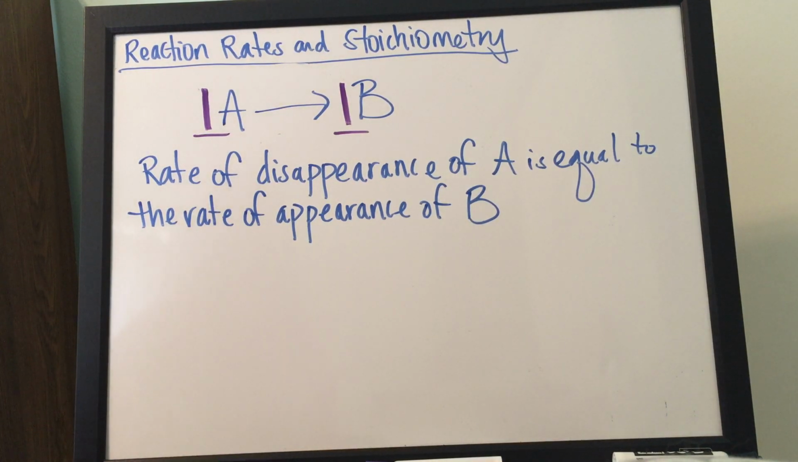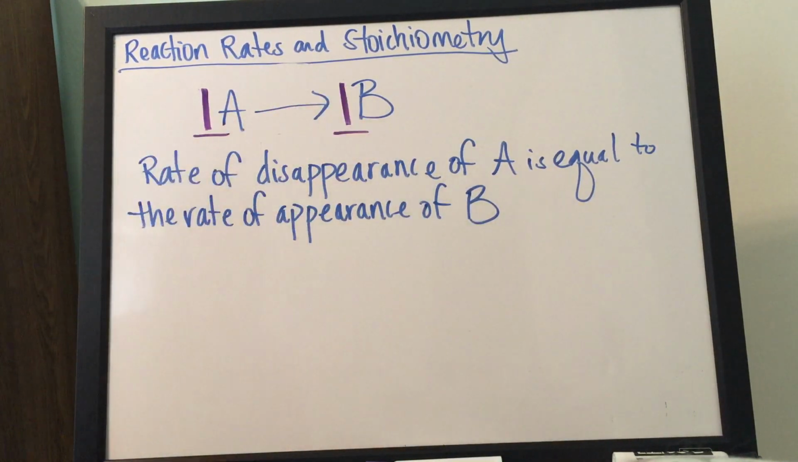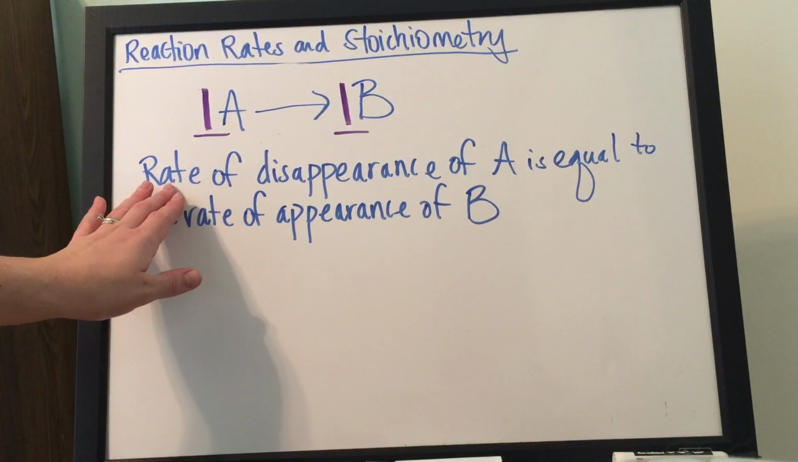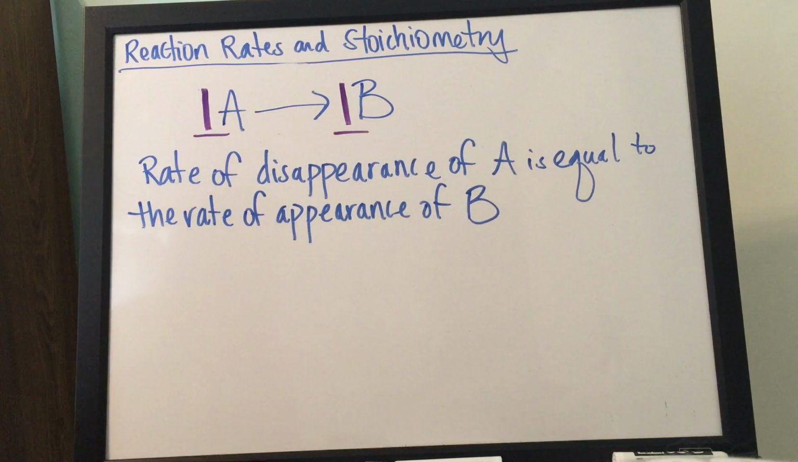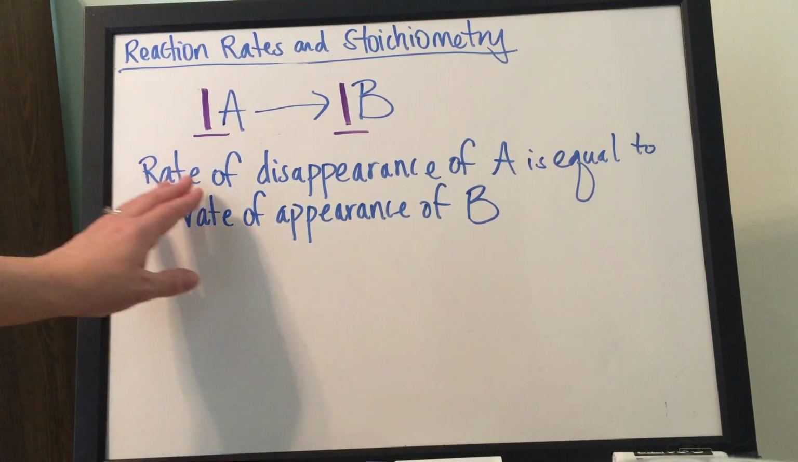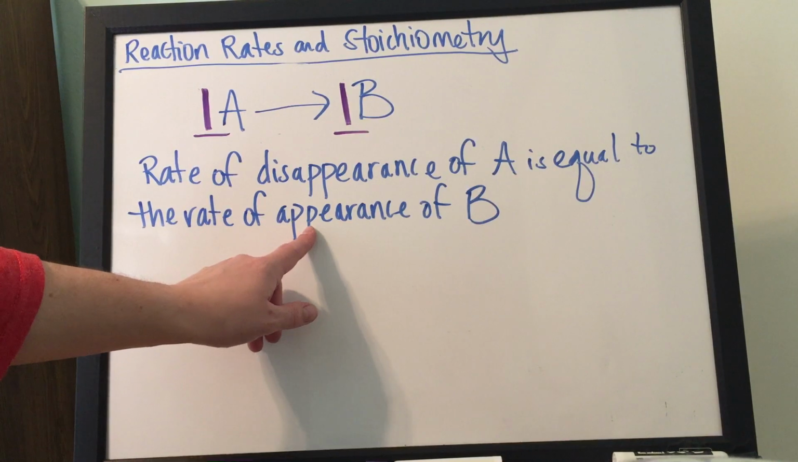Okay, so because of my stoichiometry of this reaction and my 1-to-1, my 1 mole of A forming 1 mole of B, the rate, remember speed, the rate of the disappearance of A. Now, A is only disappearing because it's a reactant, and I start with it. So the only thing A can do is get smaller, and thus we're using the word disappearing. It's not really disappearing, it's just lessening. But the rate of disappearance of A is equal to the rate of the appearance of B.